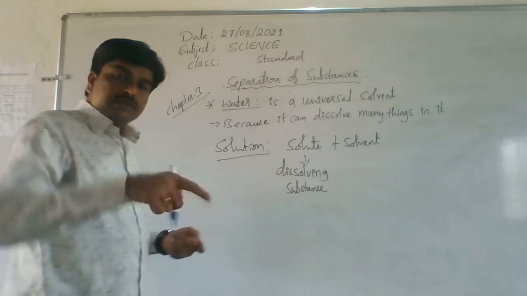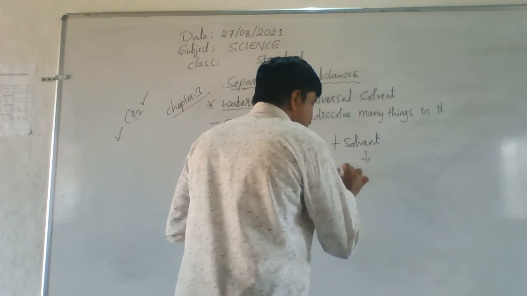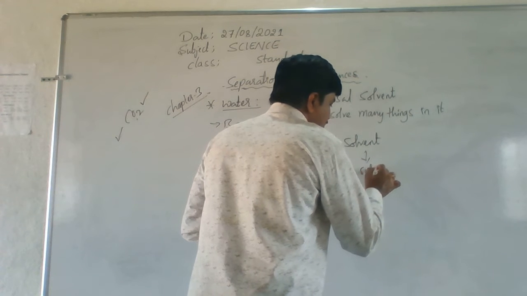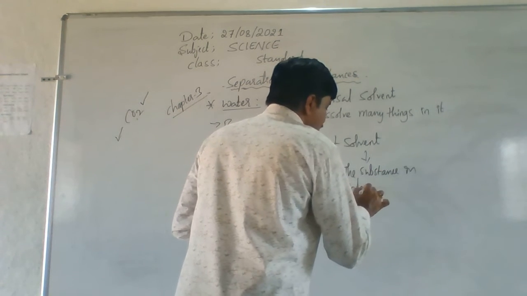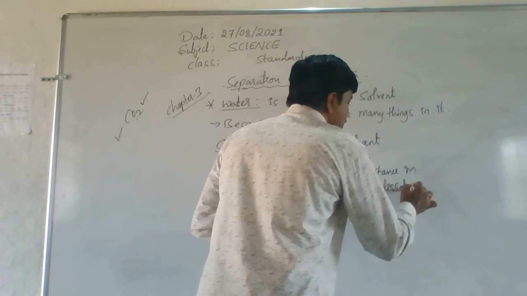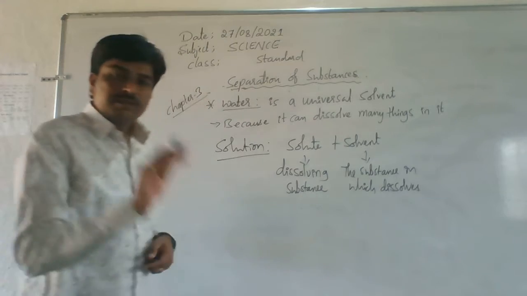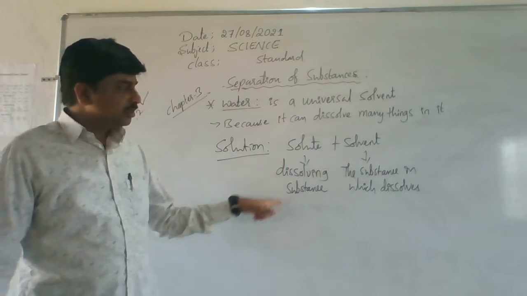Solute means what? It is a dissolving substance. Solvent means the substance in which it dissolves. So very simple meanings are there. Solute means it is a dissolving substance.